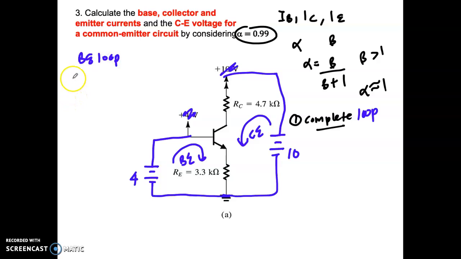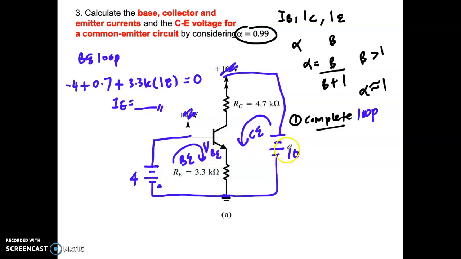BE loop. So we become, starting from here, minus 4 plus, there will be no resistance at your base, but in between B to E is actually your 0.7. So we become plus 0.7 plus REIE, that is 3.3K multiplied by your IE. So this one will be equal to 0. So directly you can get your IE value. Okay. And then after you get your IE value, what you need to do next?